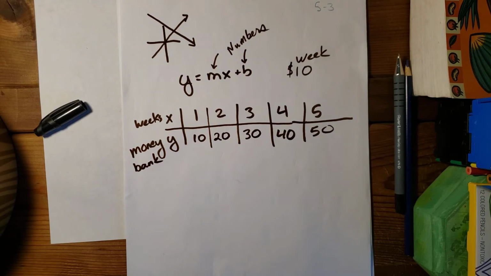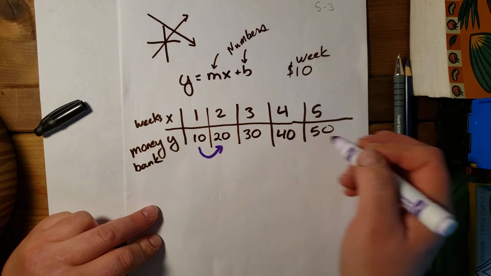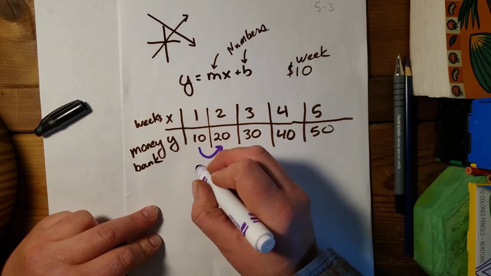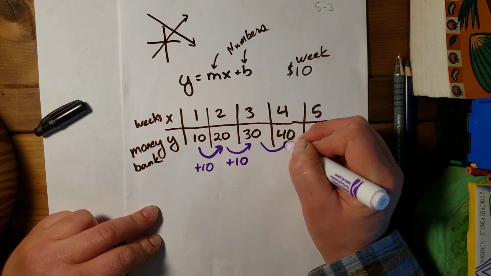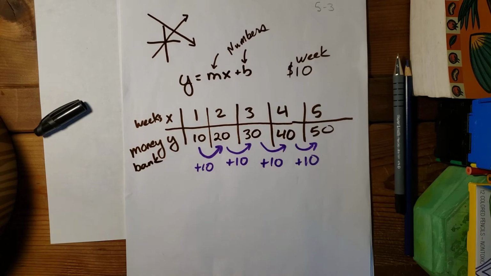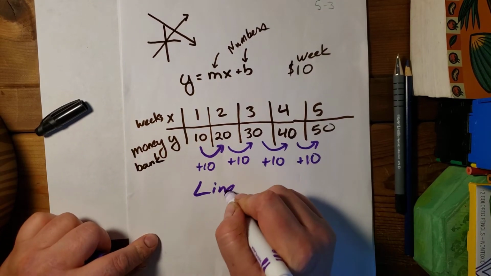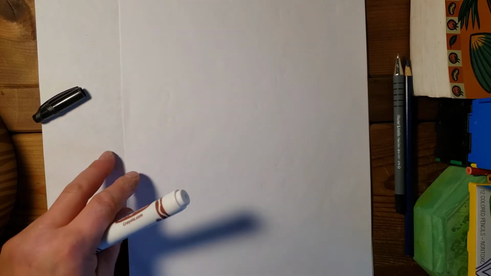When you look at it, what you see is that in the dependent variable, the dependent portion, we have a plus 10, plus 10, plus 10, plus 10, plus 10, right? You know this. This is linear. So let's talk about exponential. We've been talking about exponential this time.